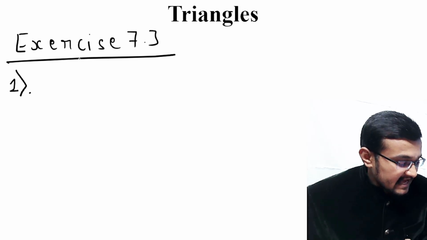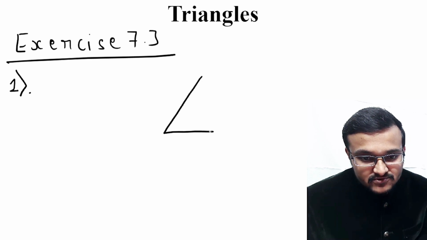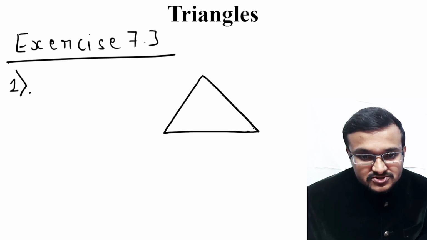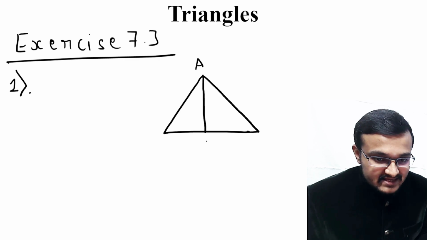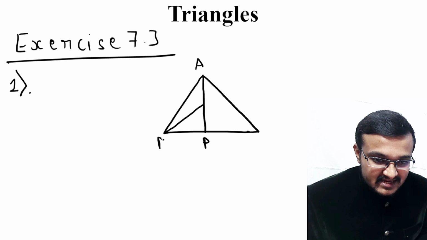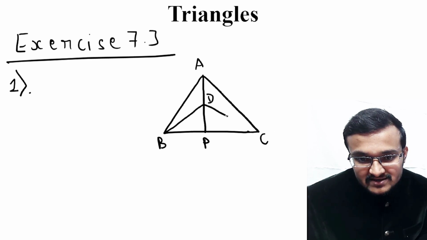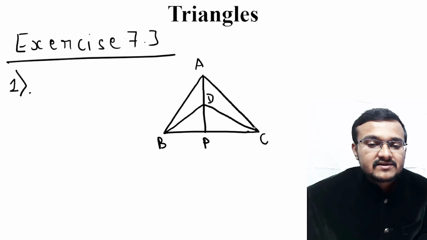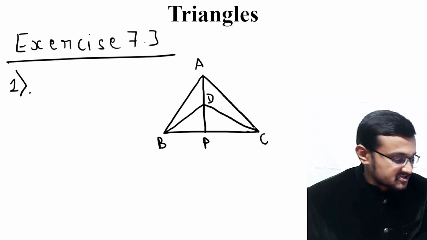Here we have a particular diagram given. That diagram I'll just write over here. There is one triangle like this, and this triangle has one line inside it. This point is A and this point is P. From this particular point, which can be named B, and this point we can name C. So here BD is one line and DC is another line. This is the image they have given in the first question.